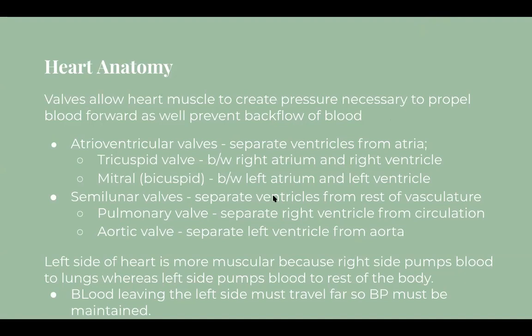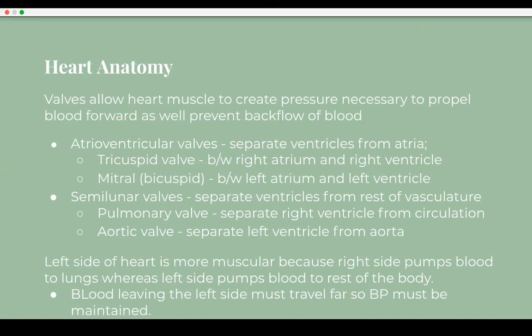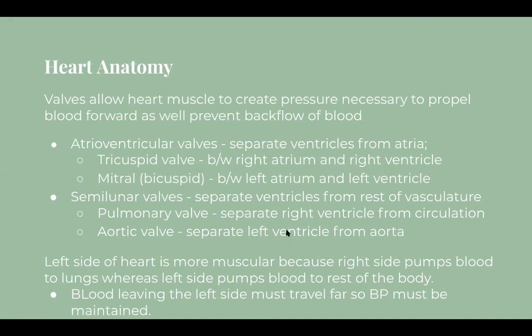Okay, after the atrioventricular valves, there are the semilunar valves, and these separate the ventricles from the rest of the vasculature. The pulmonary valve is one of these, and it separates the right ventricle from circulation, specifically from the pulmonary artery. On the other hand, the aortic valve is another one, and this separates the left ventricle from the aorta.